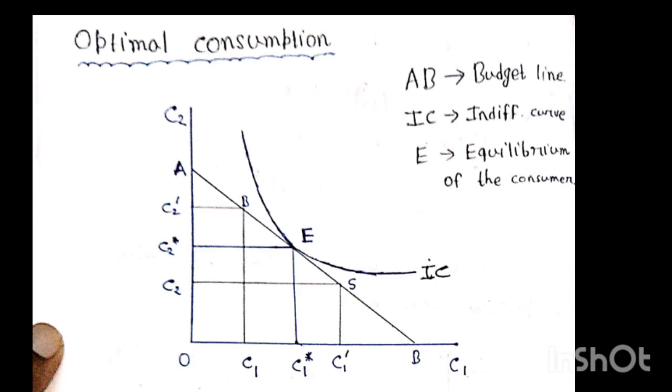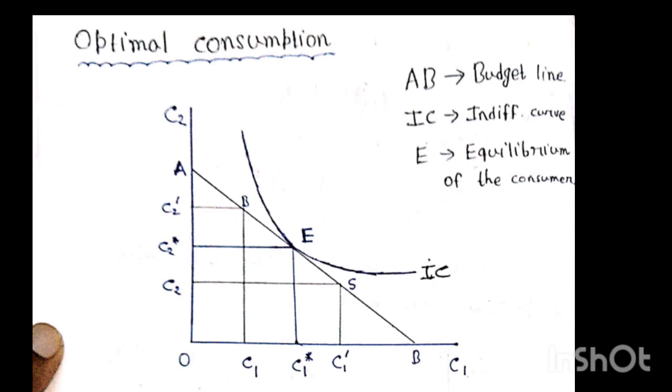Now suppose an individual is at point S on the budget line. That means the consumer is not actually having the optimal consumption in both the periods. So what does the consumer have to do to get the optimal consumption in both periods? The consumer has to reduce the present period consumption. Suppose the consumer is at point S on the budget line. That means the consumer is consuming OC1 dash amount in the present period, and in the future period the consumer is consuming OC2 amount.